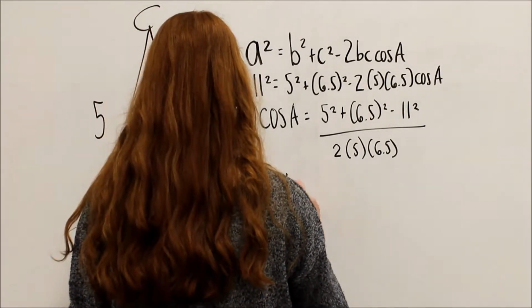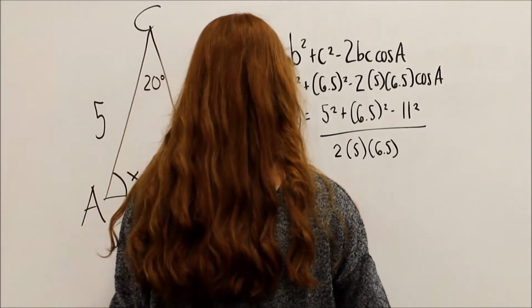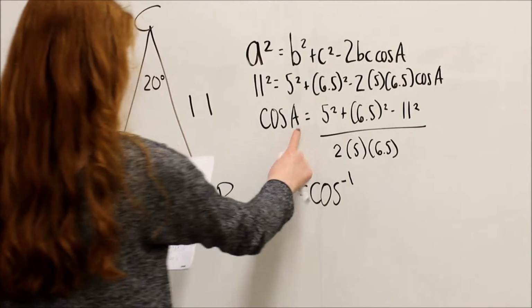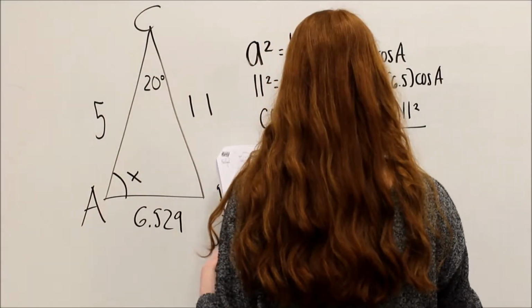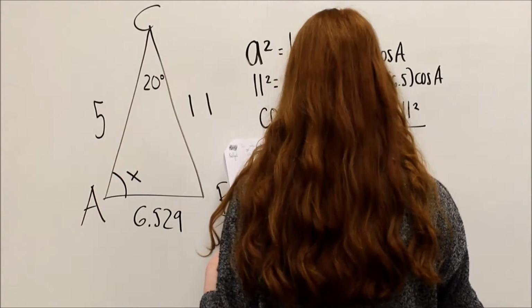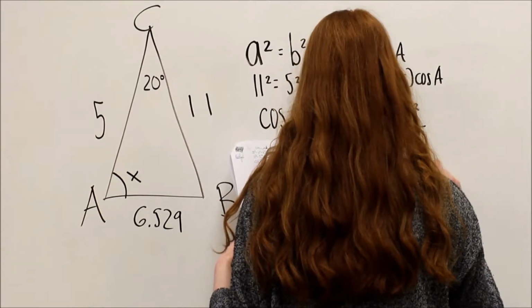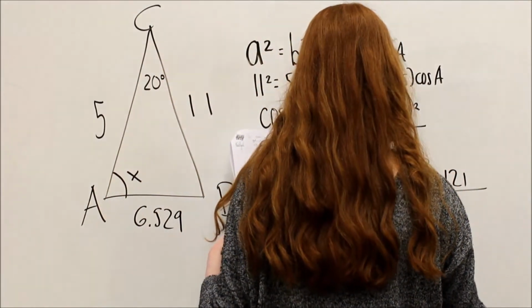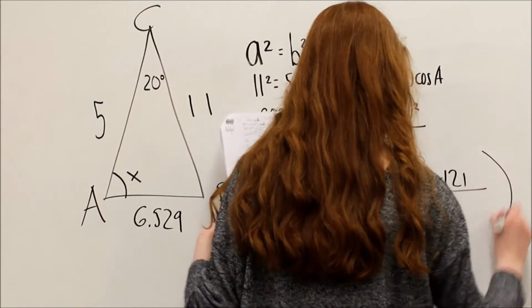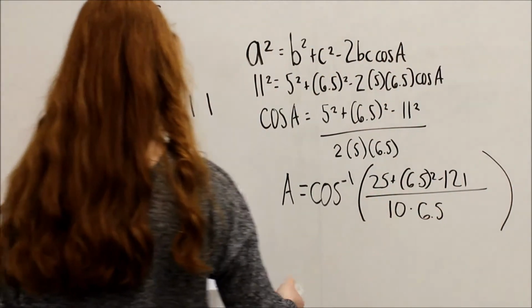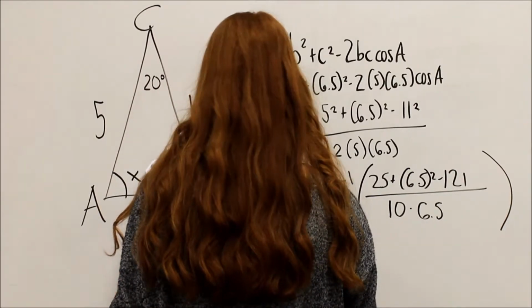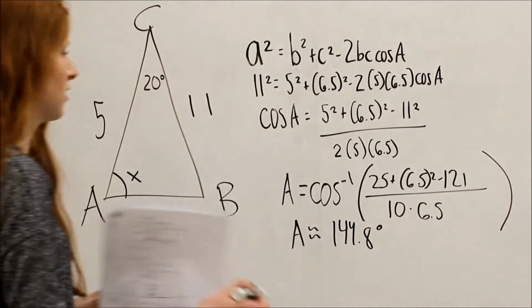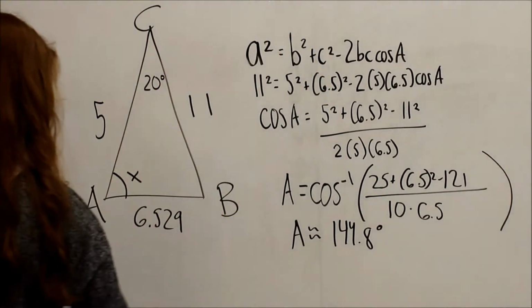Then A equals the inverse cosine, because you're solving for A, of 25, since that's 5 squared, plus 6.5 squared, minus 121, since that's 11 squared, over 10 times 6.5. And then you just solve that in your calculator, and you get A is equal to approximately 144.8 degrees. So now we'll add that value to our triangle.